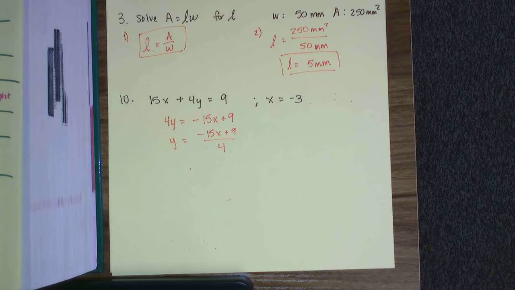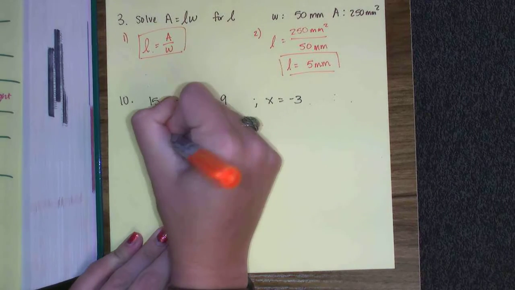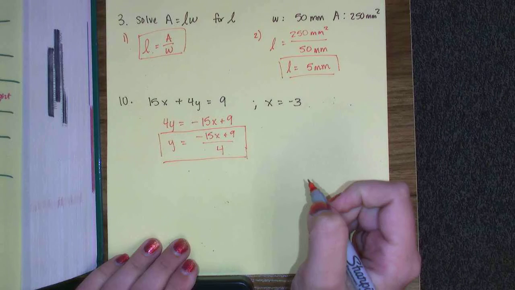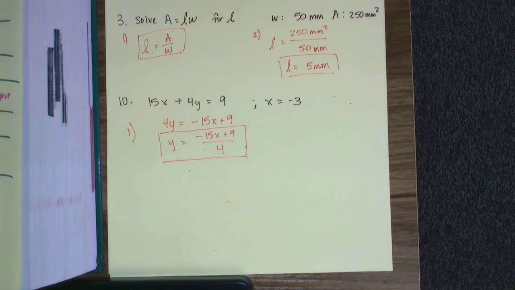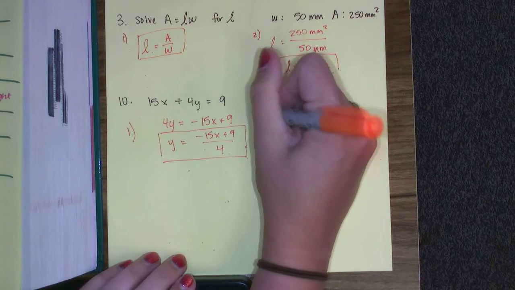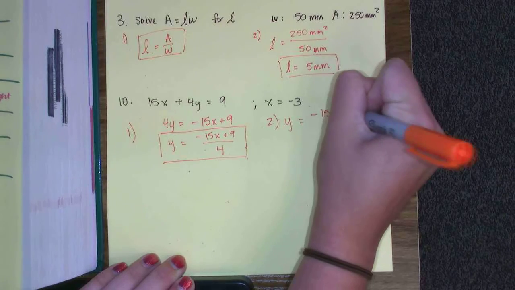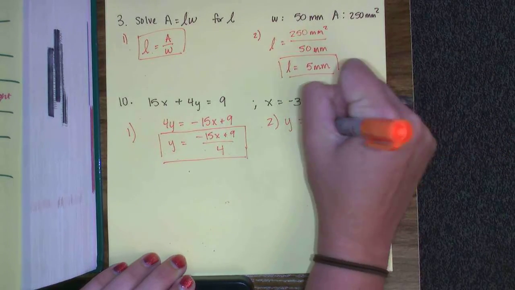Okay, so now we have solved for y, and don't worry, we are going to do another one of these. I'm not done, that's step 1, because the instructions say get y by itself. So step 2, I plug it in now. y is equal to (-15 times -3 plus 9) over 4.